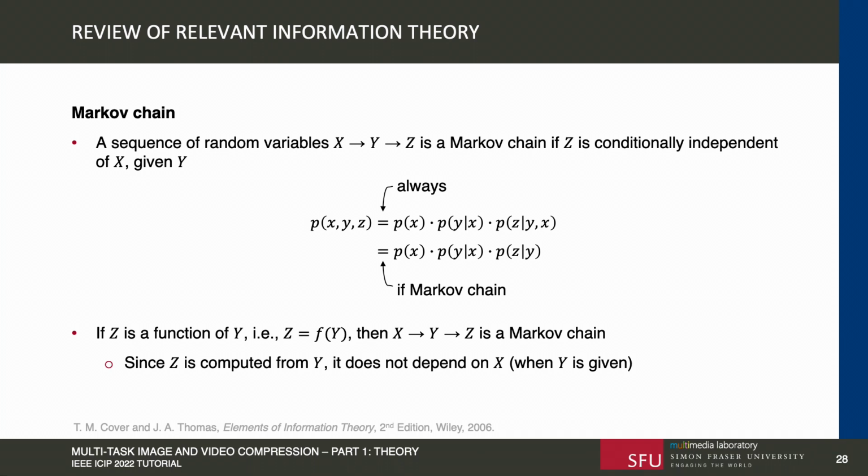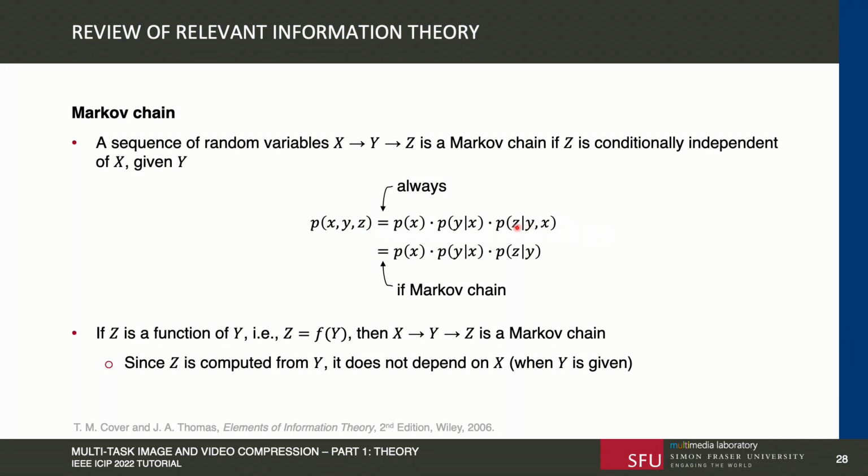Another important concept is that of a Markov chain. A sequence of random variables, X to Y to Z, forms a Markov chain if the random variable Z is conditionally independent of the random variable X given the intermediate random variable Y. And if that's the case, then we'll have the following. The joint probability of X, Y, and Z can always be factored as p(x) times p(y given x) times p(z given y and x).